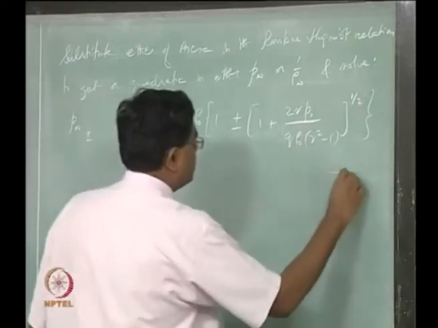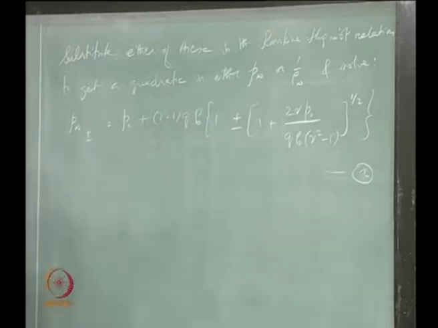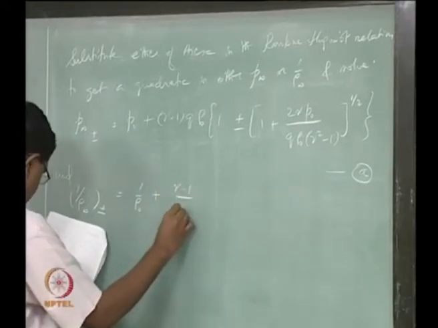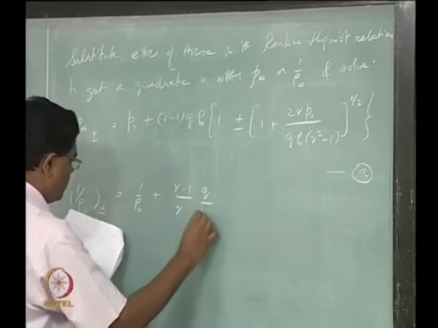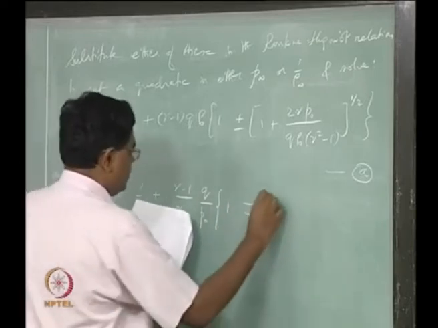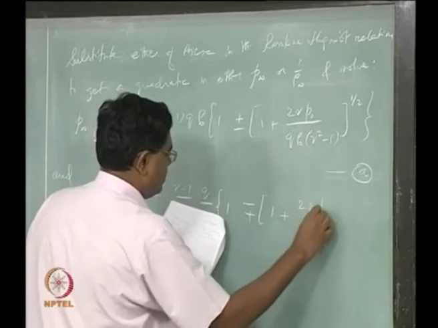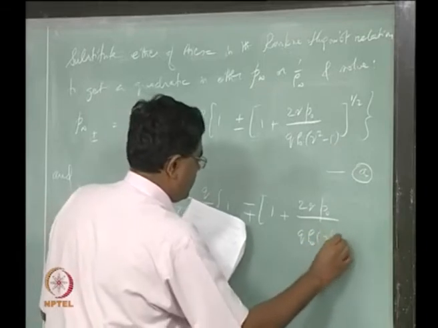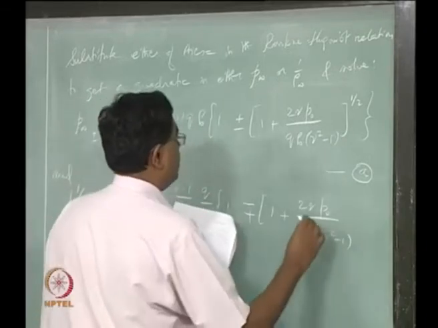Okay, now let's call this small a, the expression for P infinity plus or minus. And 1 over rho infinity plus or minus equal to 1 over rho naught plus (gamma minus 1) divided by gamma, Q divided by P naught, times [1 minus or plus the square root of 1 plus 2 gamma P naught divided by Q rho naught (gamma squared minus 1)], to the half. So that's kind of like the same as what we had before, right.